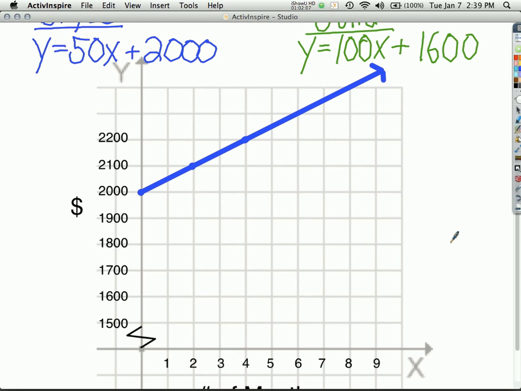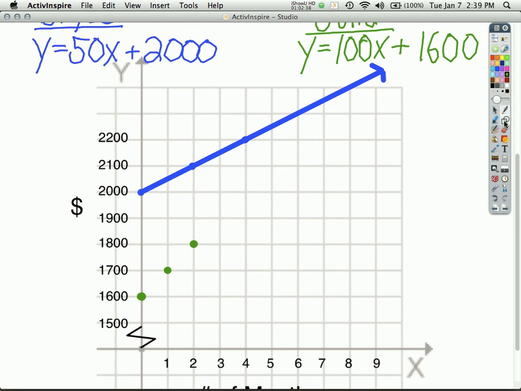So what about Julia? How do I graph Julia? Very good. I'm going to start at 1600 right here. And then 100 up over 1. Now I've got enough to draw a nice accurate line.